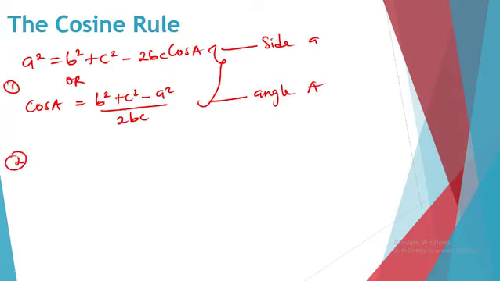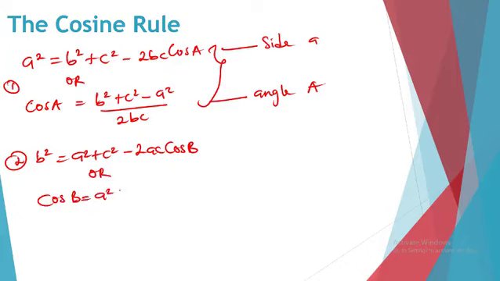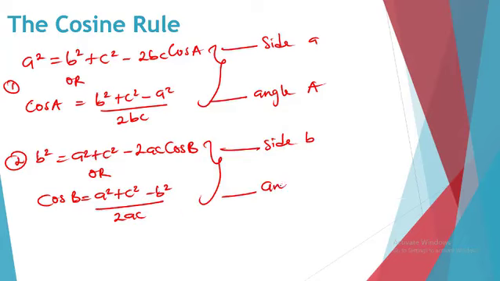Then for number two, we'll have b squared equal to a squared plus c squared minus 2ac cos B, or we'll have cos B equal to a squared plus c squared minus b squared all over 2ac. This is for side b, this is for angle B.